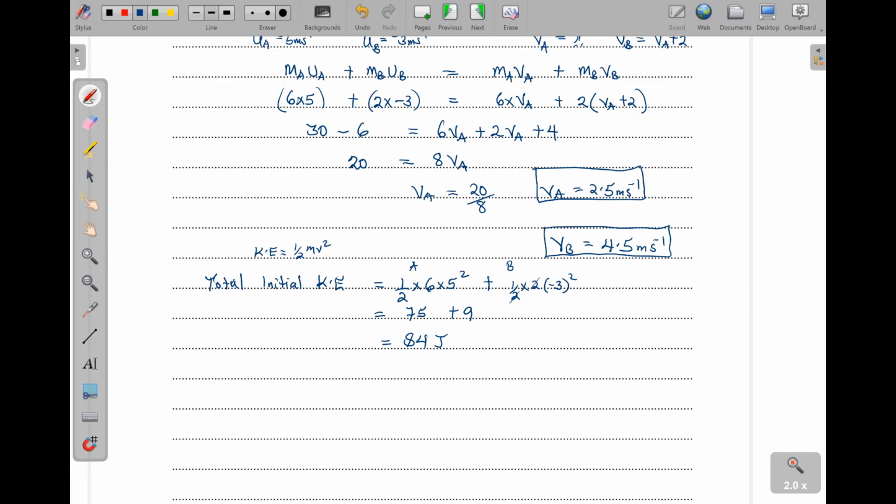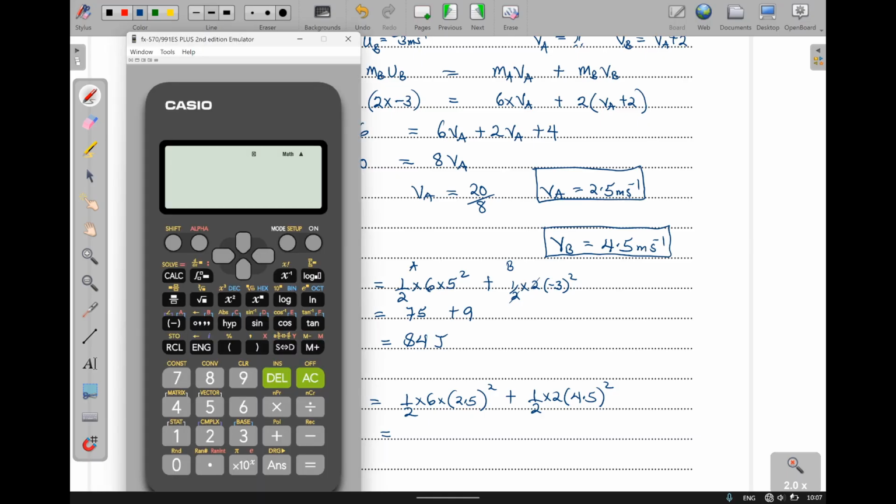Okay. Then we need to find the total final kinetic energy. Okay, it is going to be a half the 1 of A, then times the mass is 6 times the velocity. We have seen it is 2.5 squared, then plus the 1 for B, it is a half times 2, then this is 4.5 squared. So what do we get here? So we have a half, that is a half of 6, then times 2.5 squared. What do we get here? It is 18.75.